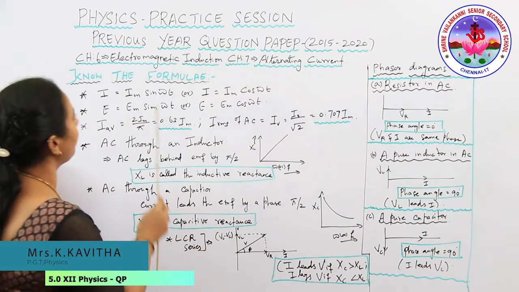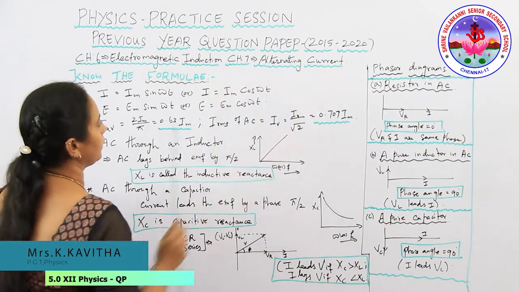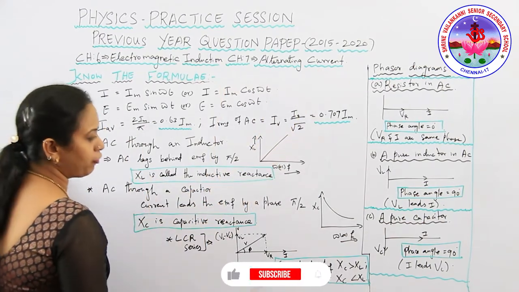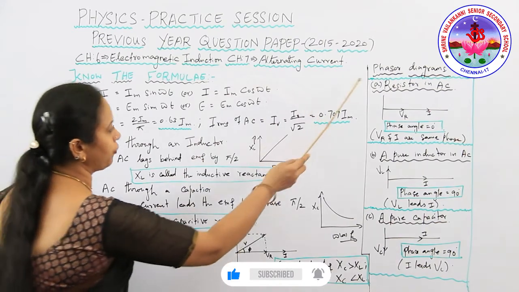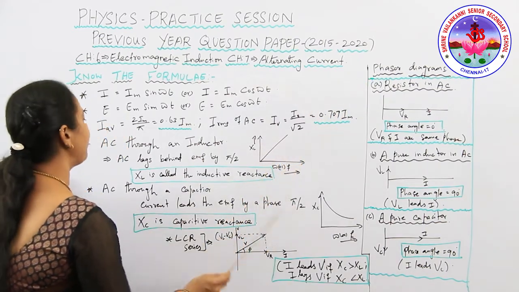So these are all the formulas from alternating current. If you know these basic formulas, then it is very easy for you to resolve and understand the phasor diagram and all the graphical representations.